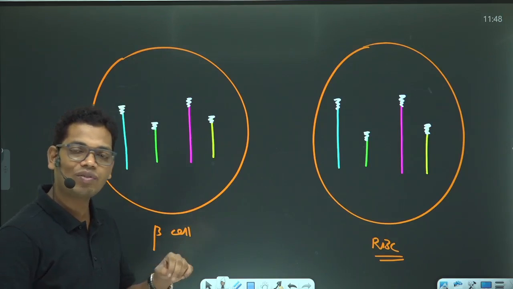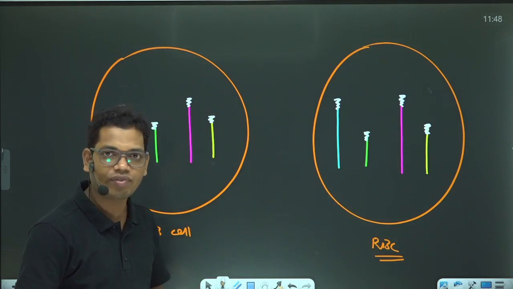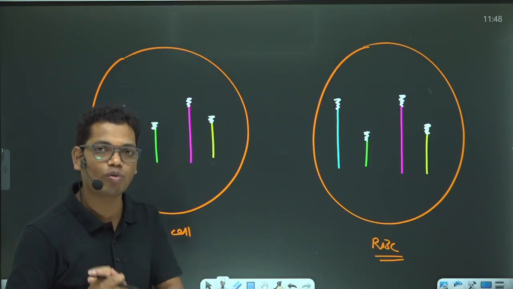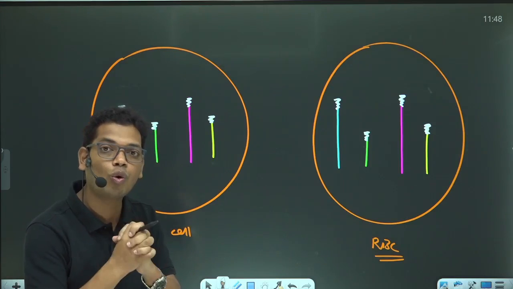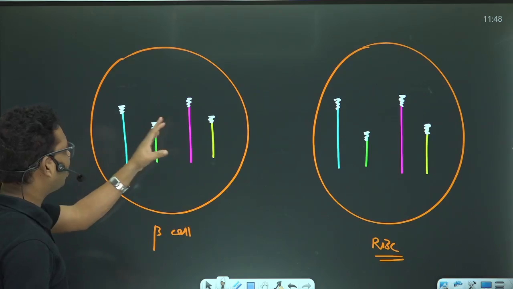Different genes have different promoters, and different promoters get bound to different transcription factors. The same transcription factor cannot bind to different promoters. Every promoter has its own transcription factor. So these are the different promoters.